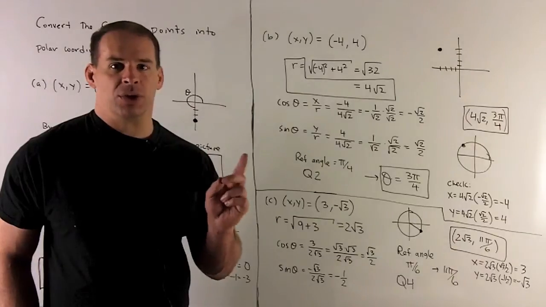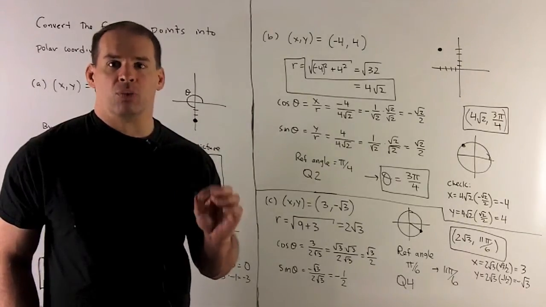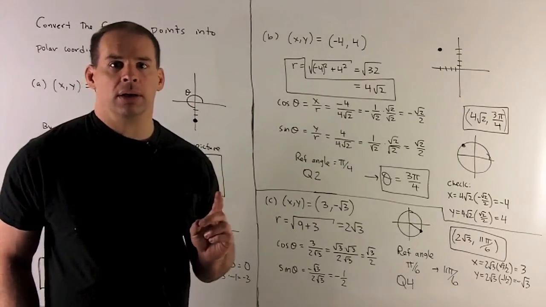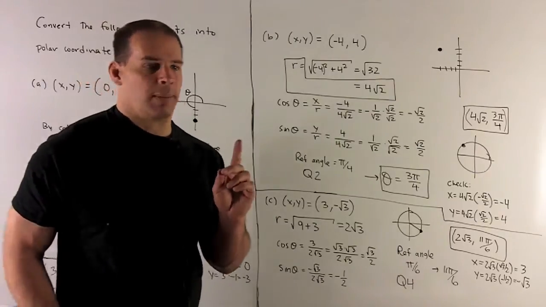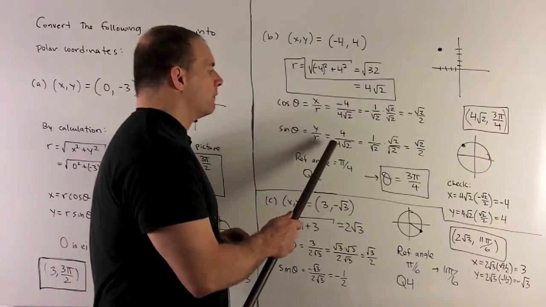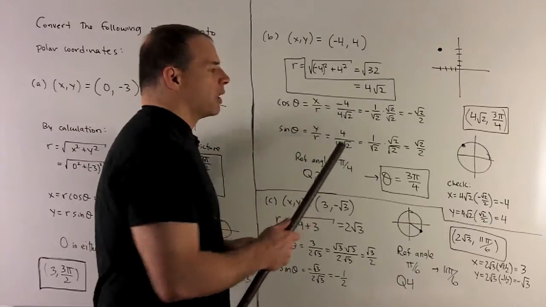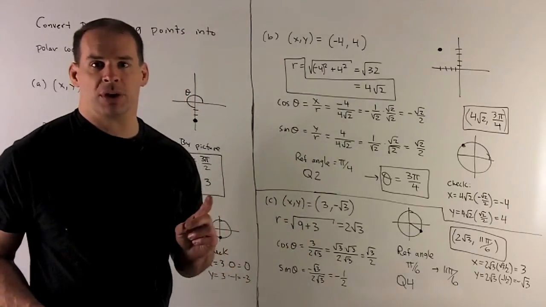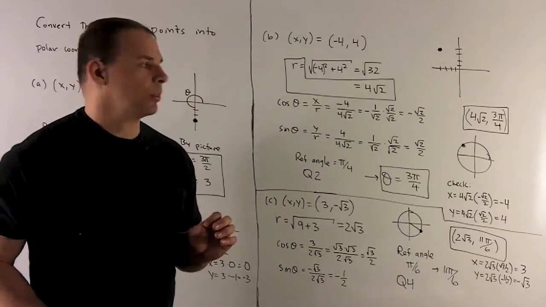Then I get minus square root of 2 over 2. So the reference angle is going to be pi over 4. For the sine, same idea. We have 4 over 4 square root of 2. I get 1 over square root of 2. I multiply by square root of 2 over square root of 2, and then we get square root of 2 over 2.